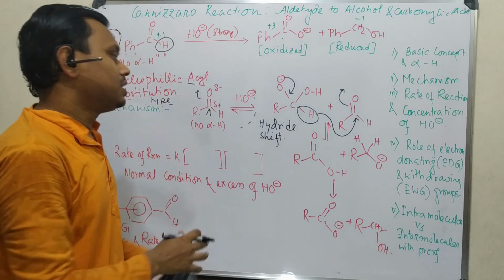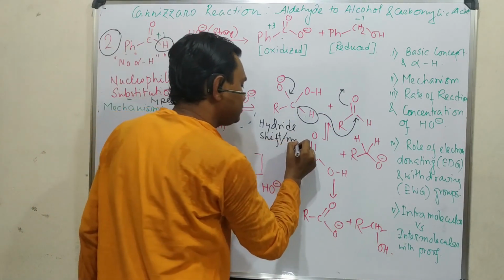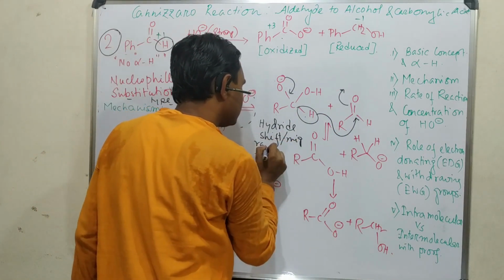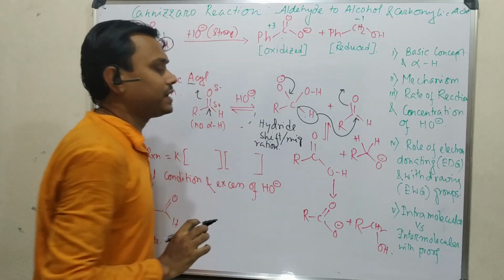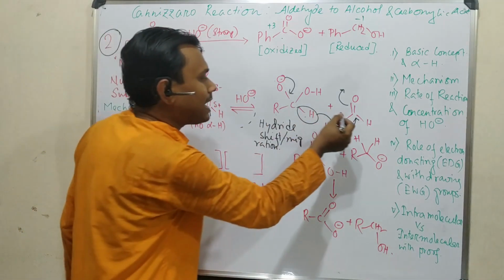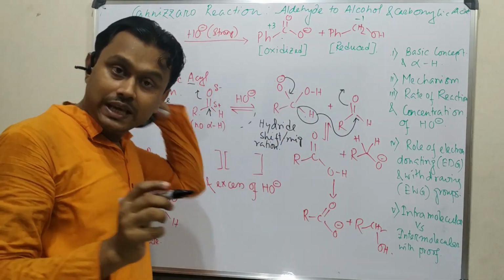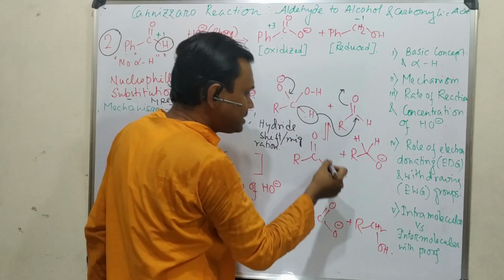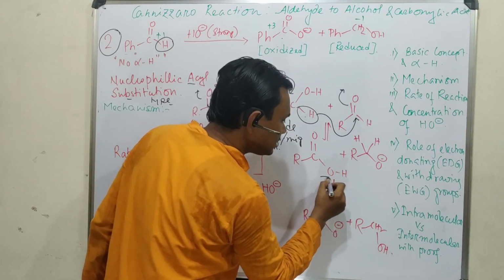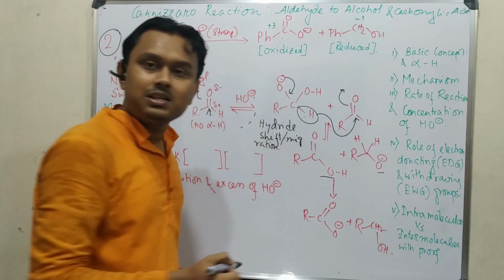Hydride migration. So this is the hydride migration step. After that, what happens? You can see that this carbonyl is reduced, because the hydride attacks. Hydride is a reducing agent. And this is oxidized to the corresponding carboxylic acid, and this is the alkoxide minus.